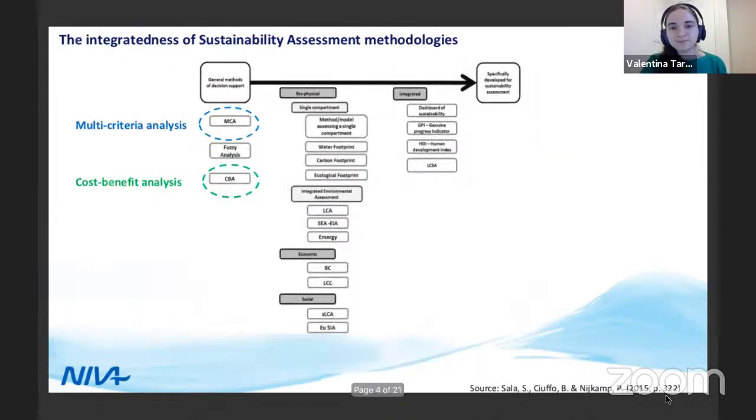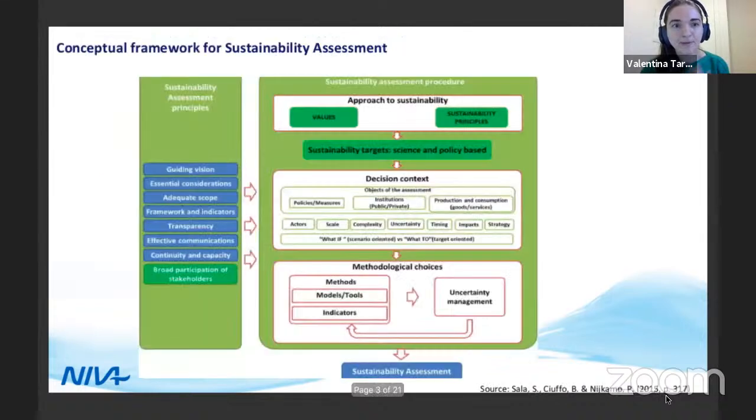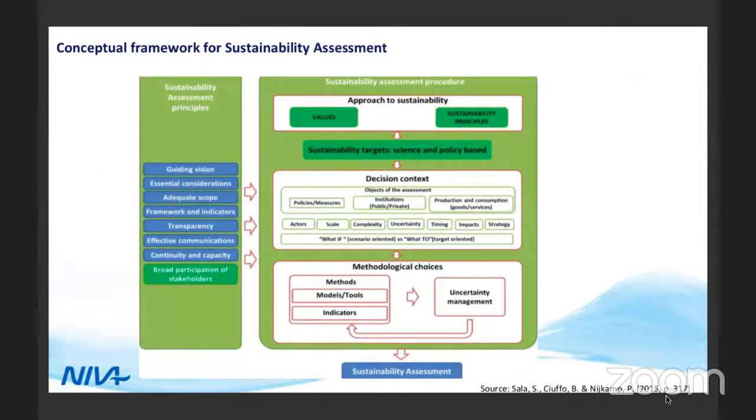Next slide, please. Sorry, can you please go back to the previous slide? I would like to briefly mention also something about the sustainability assessment procedure. Could you? Yes, thank you.